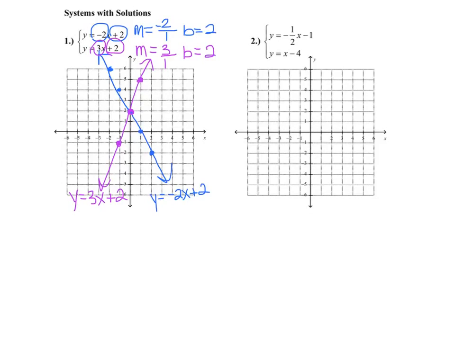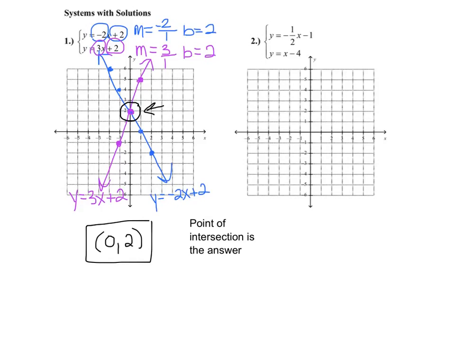So now our answer to this problem is the point they intersect at, which is right there. Therefore, our answer is the coordinate that satisfies both of these equations, coordinate 0, 2. So your point of intersection is your answer, 0, 2. That means when x is equal to 0 and you substitute it in the problem, your y is going to be equal to 2. And this coordinate satisfies both of those equations.